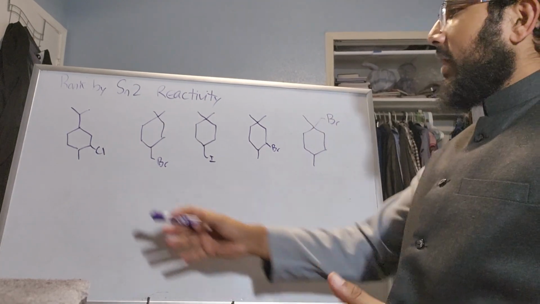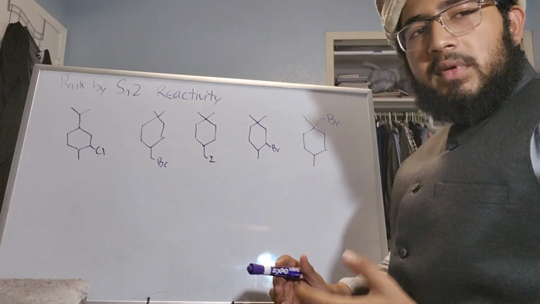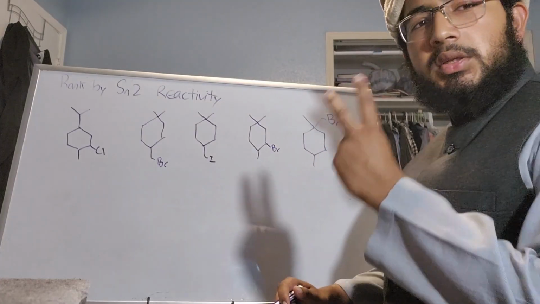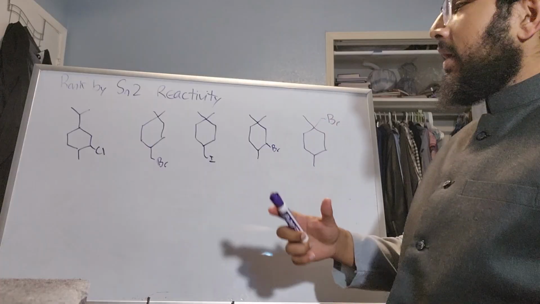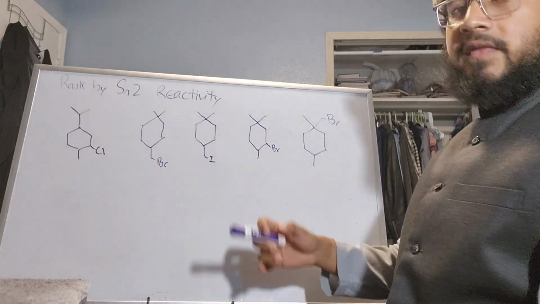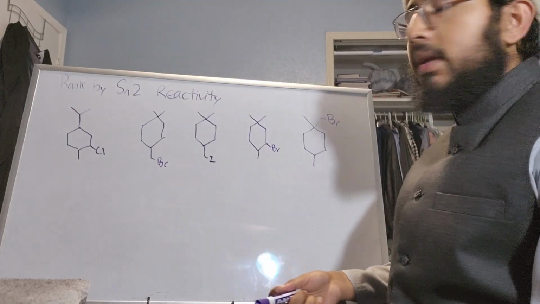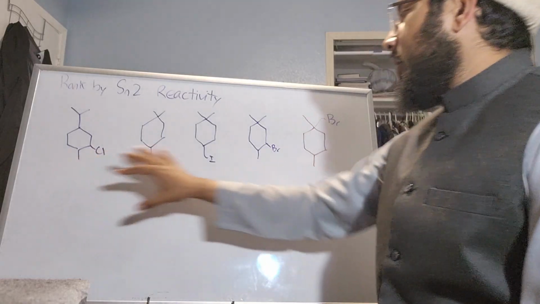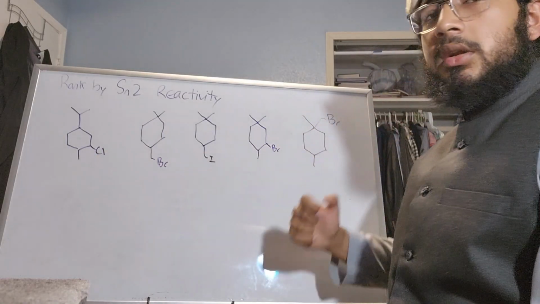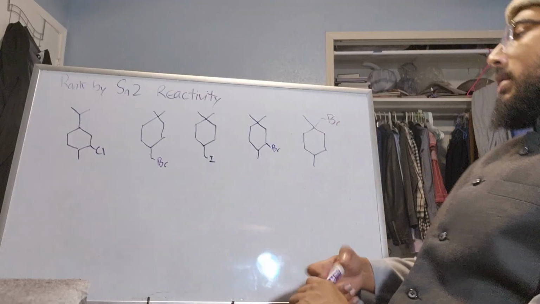Now we're going to rank by SN2 reactivity between these 5 molecules. For SN2 reactivity, you want to look at 2 main factors. One, what is the leaving group, and what degree is the carbon bearing the leaving group? As in, is it first degree, second degree, third degree? Is it benzylic? Is it allylic? Is it vinyl? Or is it phenyl? There are no double bonds or triple bonds here, so we're only going to see whether it's first, second, or third degree. So that's what we're going to do.